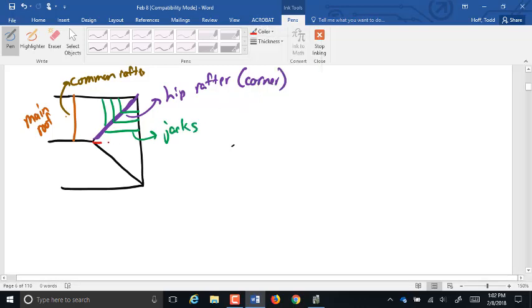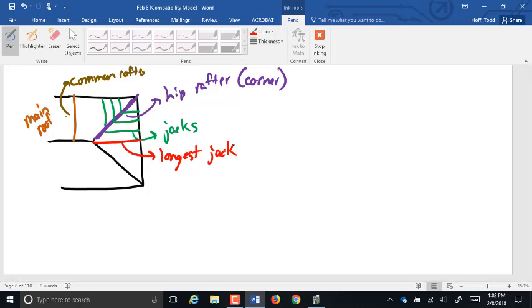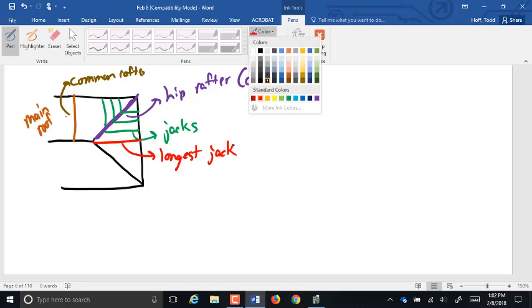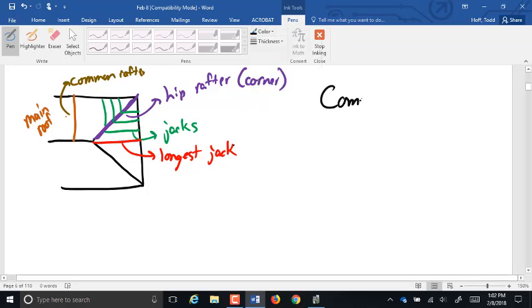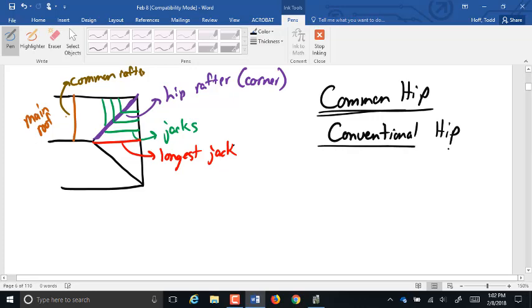And then you have the longest jack. The longest hip jack. That one's actually very important because, in some cases, it has a relationship to our common rafter. What we're going to look at today is a common hip roof, or sometimes called a conventional hip roof. In a common or conventional hip, both slopes are the same.